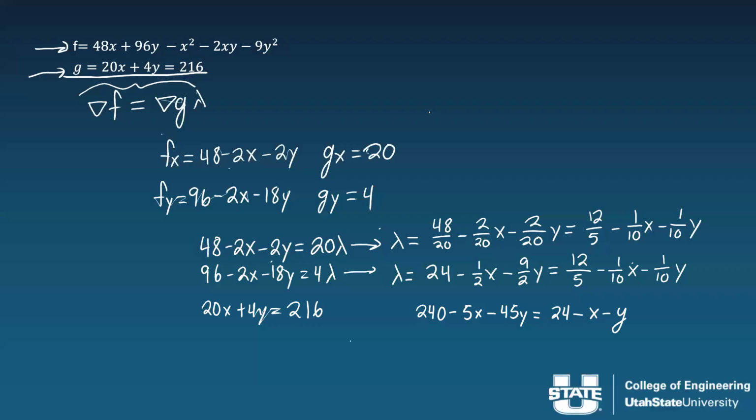So now it seems like maybe solving for x in terms of y might be a little bit nicer. So I'm going to subtract 24, add 5x, and add y to both sides. So minus 24, this is going to be a 216. This is going to be a minus 44y, and this is going to be equal to 4x. Therefore, x is equal to minus 11y plus 216 divided by 4, which is 54.